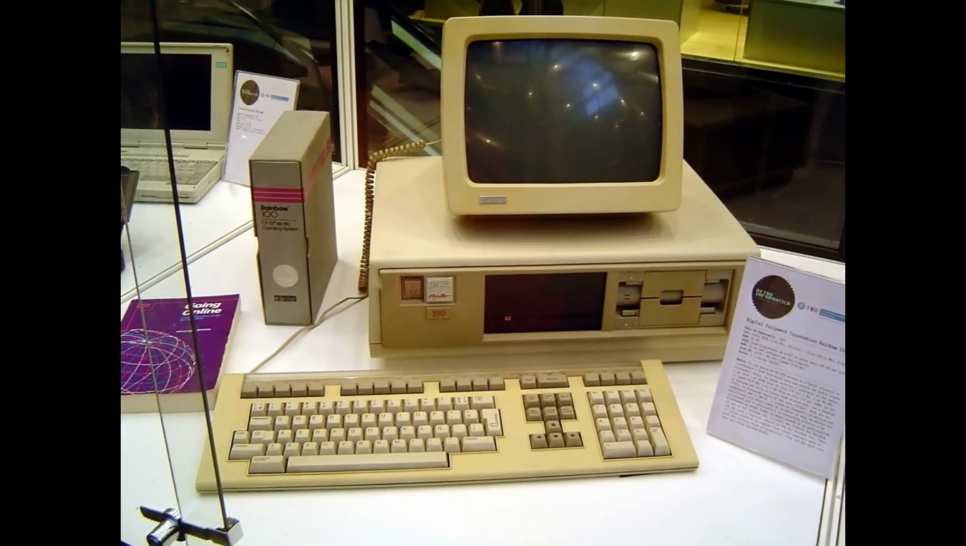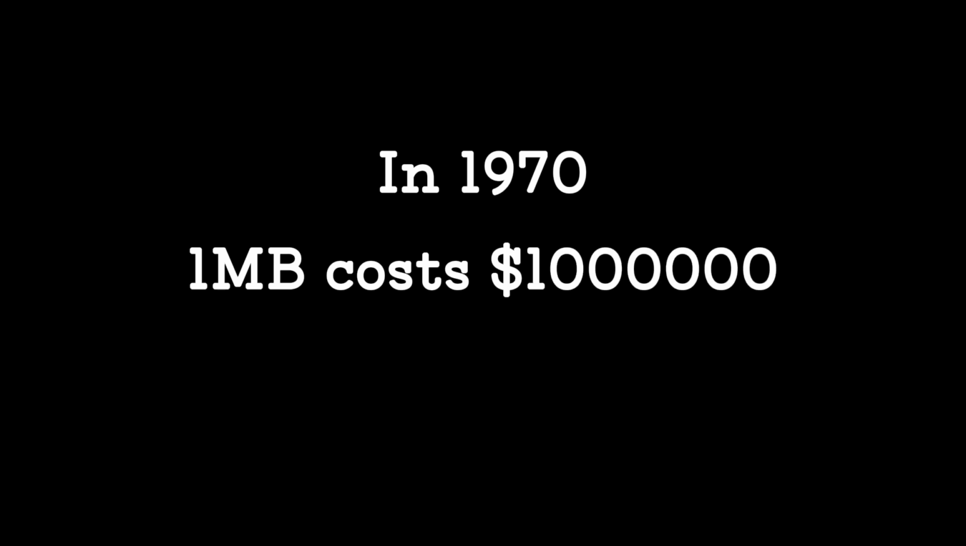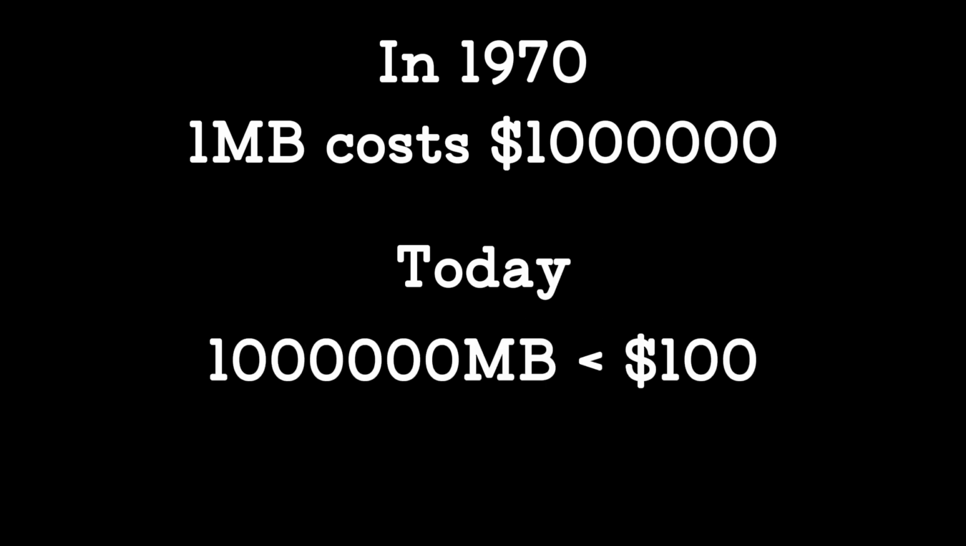To understand the Y2K problem, we need to journey back to the early days of computing, a time when computers were room-sized machines, and memory wasn't just limited, it was precious. It's the 1960s. A single kilobyte of memory, about the size of one short email, could cost hundreds, even thousands of dollars. For example, in 1970, 1 megabyte of memory cost about $1 million. Compare that to today, where you can buy a terabyte, 1 million megabytes, for less than $100.